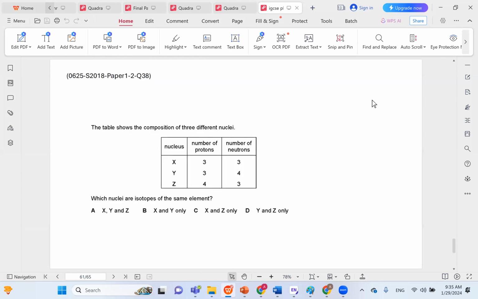We have a composition of 3 different nuclei. Which nuclei are isotopes of the same element? Of course, those that have the same number of protons will be the isotopes. So X and Y only. So B is the correct choice here.